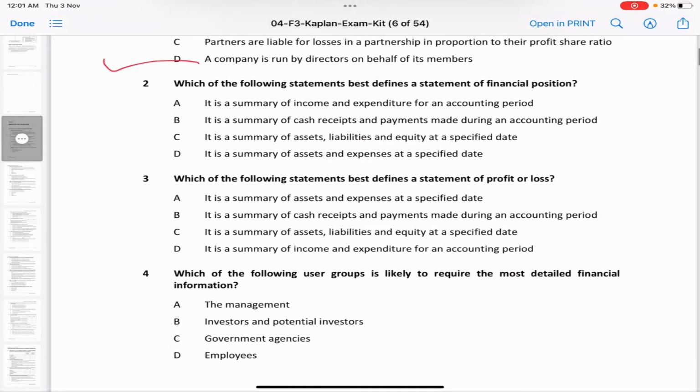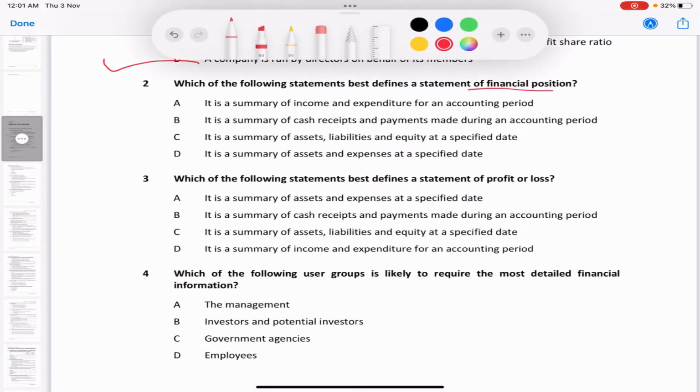Which of the following statements best defines a statement of financial position? So what is a statement of financial position? That is a balance sheet. It is a summary of income and expenditure. It is a summary of cash receipts and payments. It is a summary of assets, liabilities, and equity. Got the answer? Which of the following statements best defines statement of profit and loss? This is the P&L account. It is a summary of assets and expenses, income and expenditure. So what is the answer? The answer is obviously D.